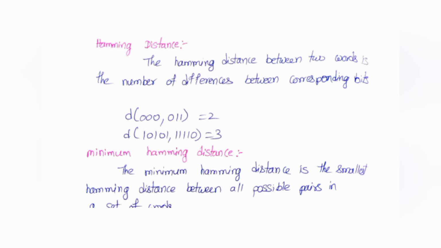What is meant by minimum Hamming distance? The minimum Hamming distance is the smallest Hamming distance between all possible pairs in the set of words. Suppose in the given example we have two sets of code words, right? In the possible pairs, what is the minimum Hamming distance? 2 is the minimum Hamming distance, right? So the minimum Hamming distance is the smallest Hamming distance between all the possible pairs in a set of words.